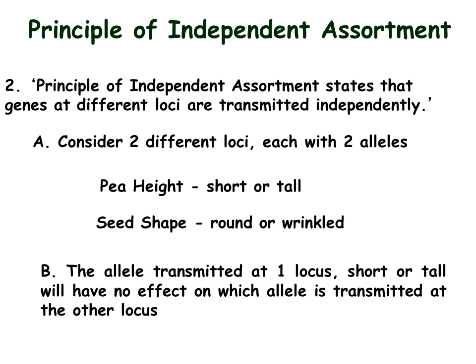The allele transmitted at one locus, such as the pea height, short and tall, will have no effect on which allele is transmitted at the other locus, the seed shape, round or wrinkled. And that's what he was talking about. So this is that genes that are on different chromosomes or on the same chromosome but far apart are transmitted independently.